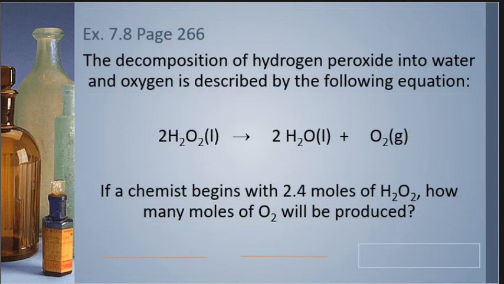So, look here. The decomposition of hydrogen peroxide, H2O2, into water and oxygen is described by the following equation. 2H2O2 gives me 2H2O plus O2. Am I balanced?